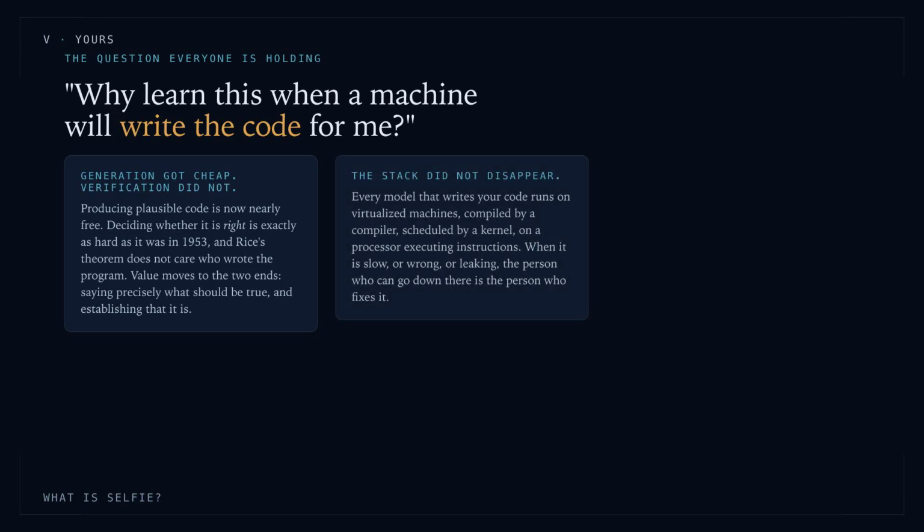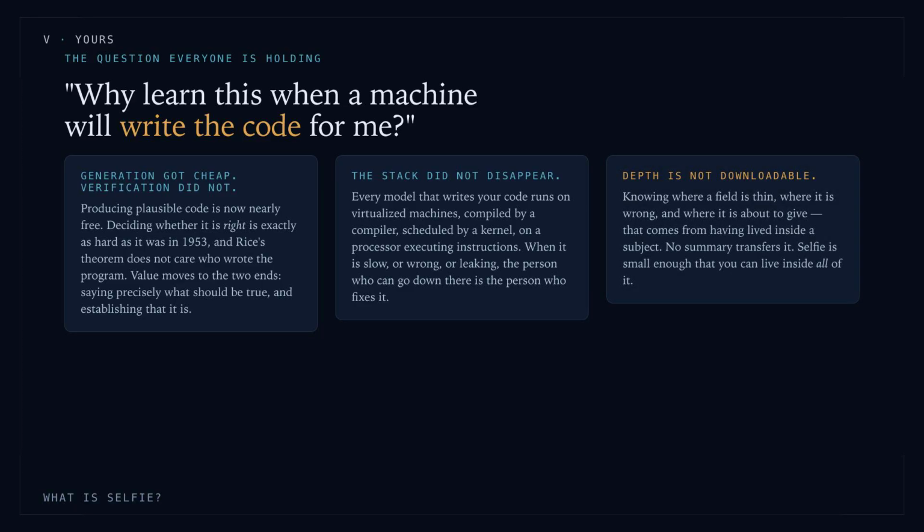Because the stack did not disappear. Every model that writes your code runs on virtualized machines compiled by a compiler, scheduled by a kernel. When it is slow or wrong or leaking, the person who can go down there is the person who fixes it. And because depth is not downloadable. Knowing where a field is thin and where it is about to give comes from having lived inside a subject. Selfie is small enough to live inside all of it.